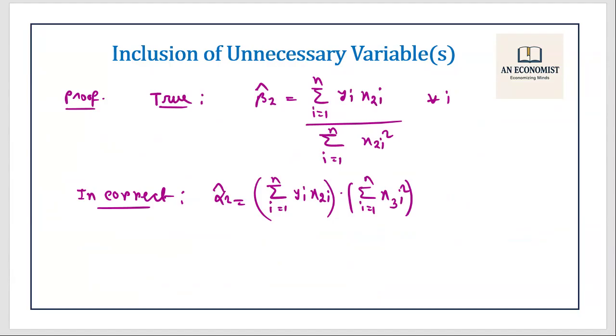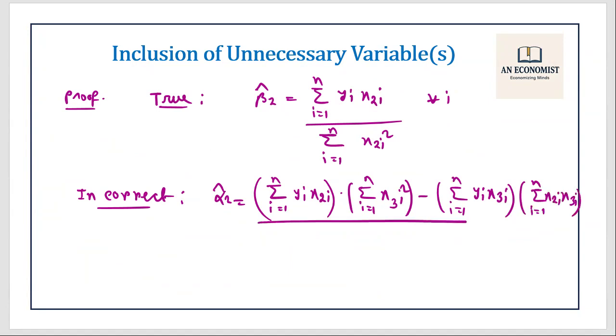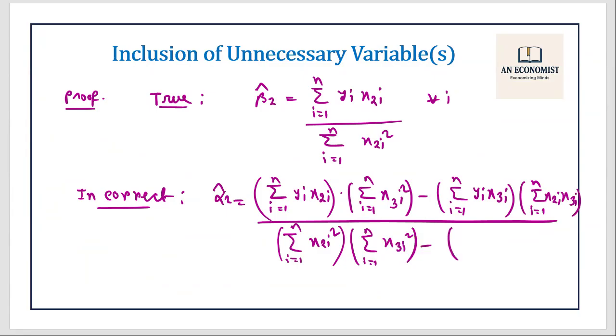Summation yi x2i into summation x3i square minus summation i from 1 to n yi x3i into summation x2i x3i, upon summation x2i square, i from 1 to n, summation i from 1 to n x3i square, minus summation i from 1 to n x2i x3i and a whole square of that. So this will be the formula.